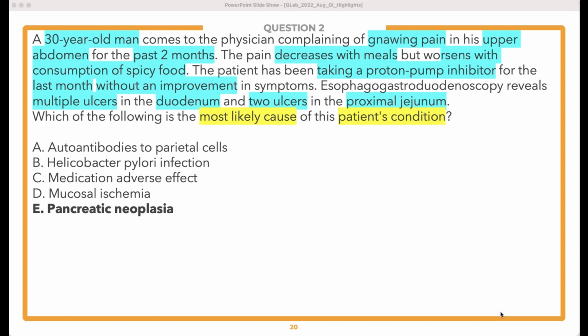H. pylori infection, keep in mind, as we mentioned, that is a common cause of gastritis and ulcers in the gastric and duodenal region, but distal to the duodenum and the jejunum is an uncommon location for H. pylori infection. So that would not be consistent with this presentation. Lastly, answer choice A, that is more of an issue with chronic gastritis, and usually you find ulcers in the stomach, not in the distal locations like this as well. So that area of where the ulcers were was a very big clue to what was going on in this question.